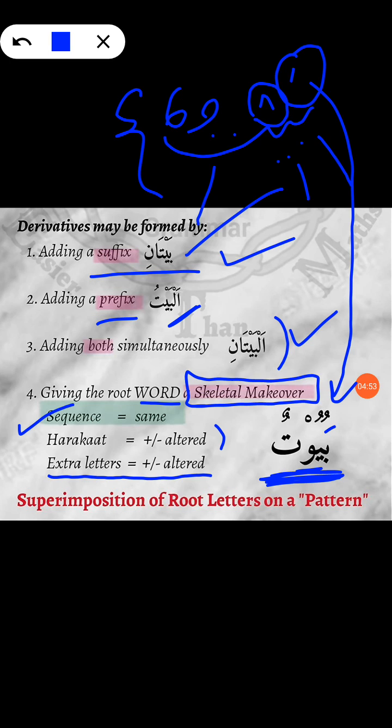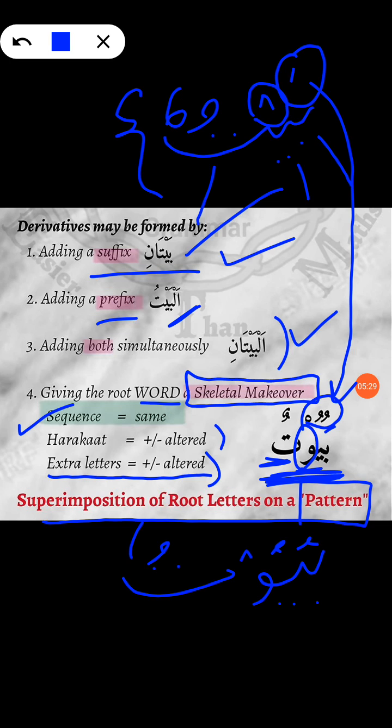And then of course the harakat at the end is actually your tanween, and tanween remains as it is. So there is an addition of an extra letter which is vav, right? And there is the alteration of harakat, as you can see here. So that's how you give the root word a skeletal makeover, right? And a more decent way of saying this is that you superimpose the root letters on a pattern. So this was actually your pattern, okay? Buyutun. It was formed by a pattern.